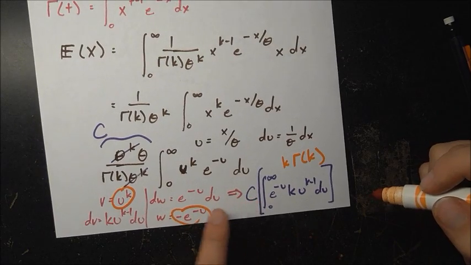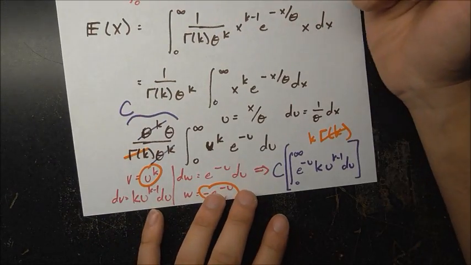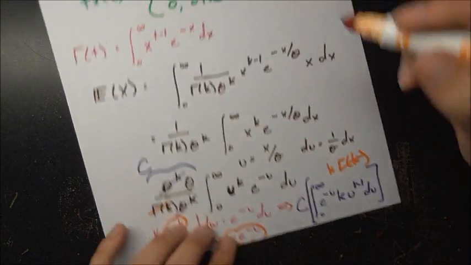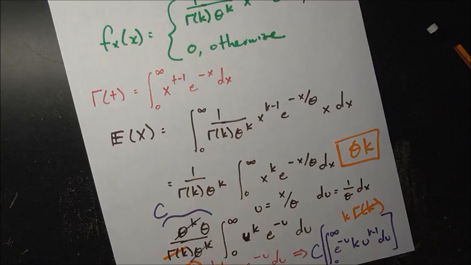And I notice this c is theta over gamma to the k. So this gamma to the k cancels with this gamma to the k. So we just have theta k. So the final answer is theta k for the expected value.